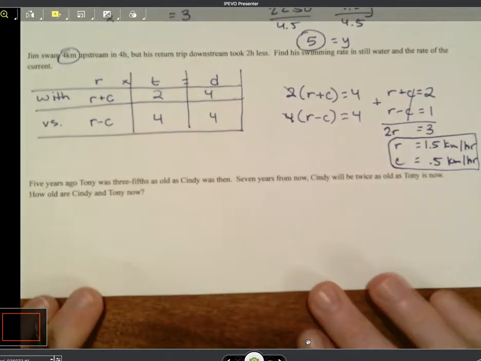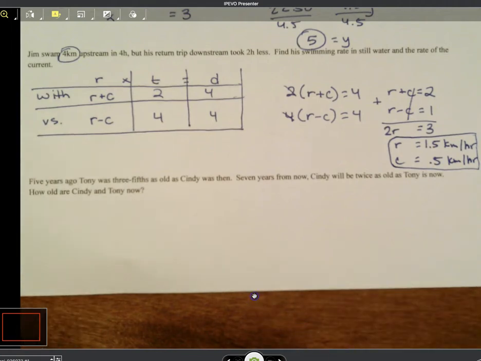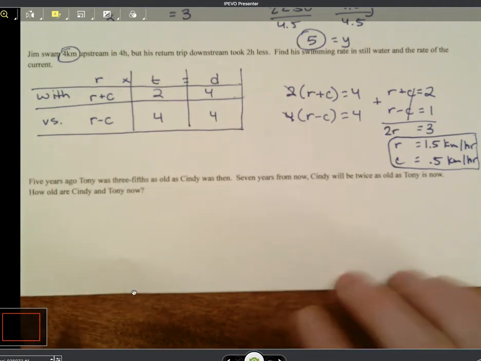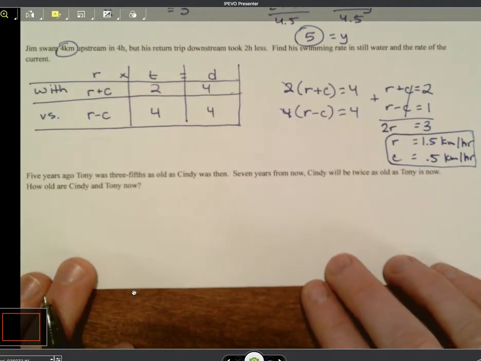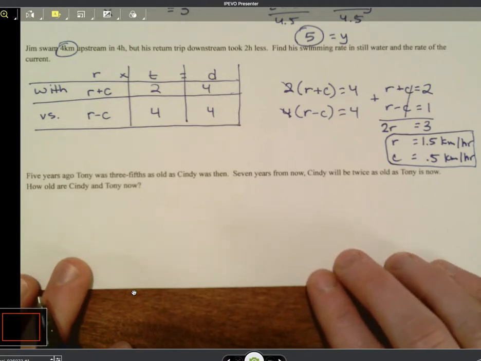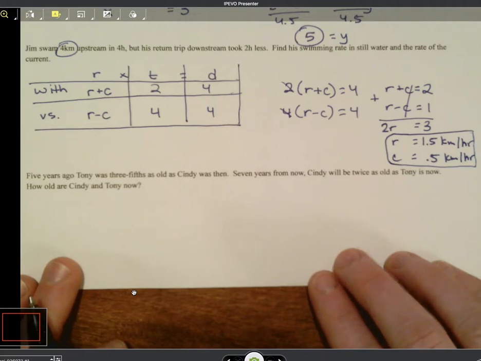Now, I made this last one extra credit because, boy, we struggled on this. Okay. 5 years ago, Tony was 3/5 as old as Cindy was then. 7 years from now, Cindy will be twice as old as Tony is now. How old are Cindy and Tony now?